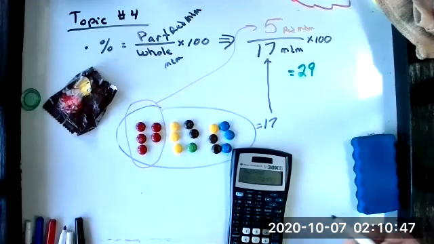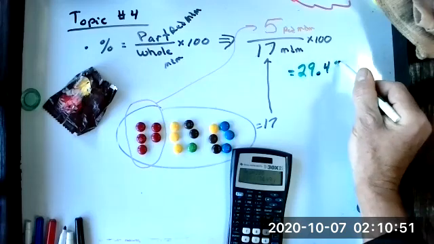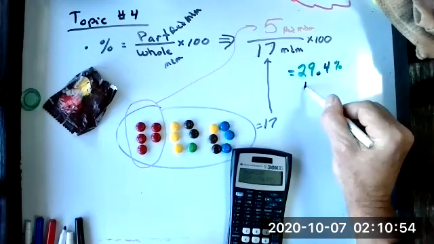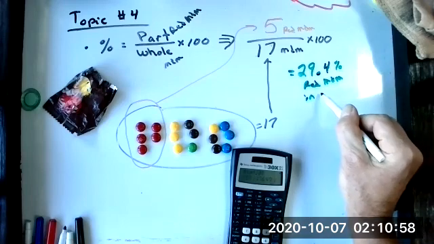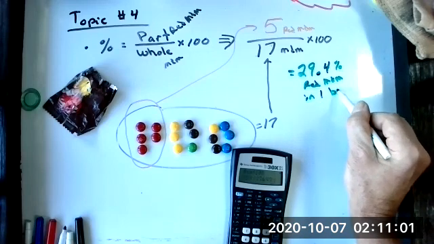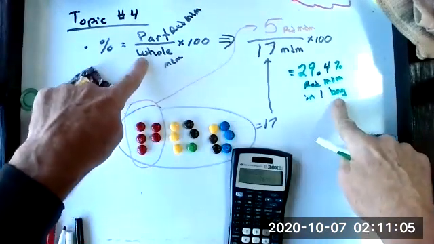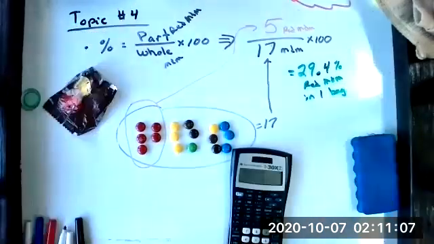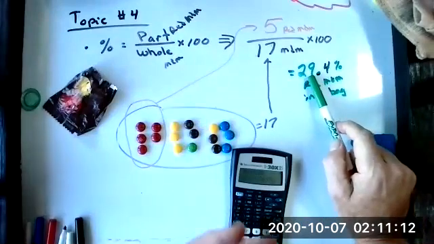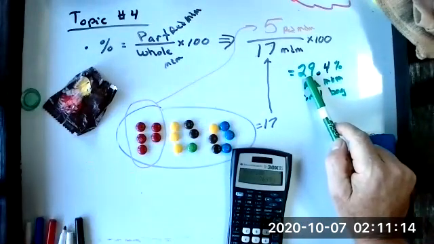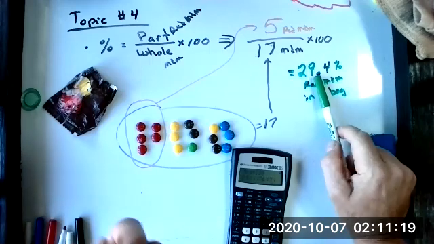So I see in my calculator 29.4, and it is percent of what? Oh, of red M&Ms in one bag. Because the bag is the whole. The part of the bag is the red. So this number here kind of depends on how far you want to carry it out. You want to carry it out to 29? Fine. You want to go to the 0.4? Fine. Does it matter? No. Why? They're counted.